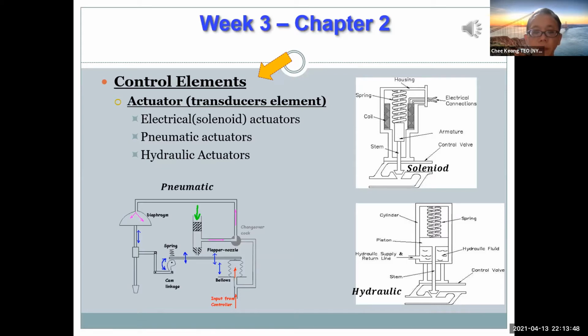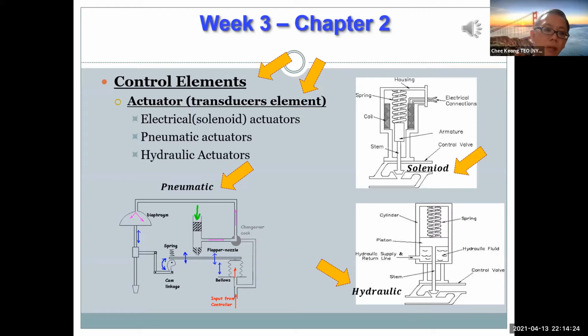Recall in week 1 we talked about the control element as having a transducer element and a final control element. Here the transducer element for a control valve will be the actuator and the final control element will be the valve itself. There are generally three types of actuators to be discussed here: the electrical solenoid type, the pneumatic type, and the hydraulic type. Basically, the transducer action is to convert either the solenoid, pneumatic or hydraulic signal into the action of opening or closing the valve.